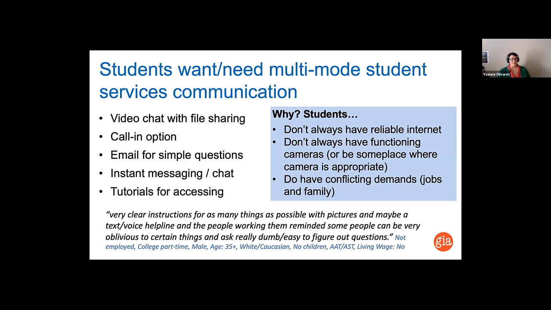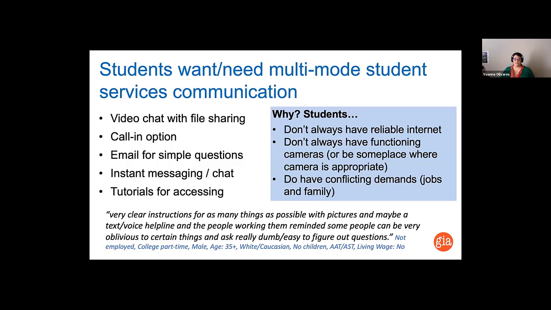Students would also like to be able to email simple questions. Sometimes it's not necessary that they speak to someone, and they just really need to know what's the deadline for this, or what's this particular form I need to do. And so being able to email simple questions would be really helpful, even if it is something that seems simple to a student and the reply is, this is a more complicated response, we need you to schedule an appointment.